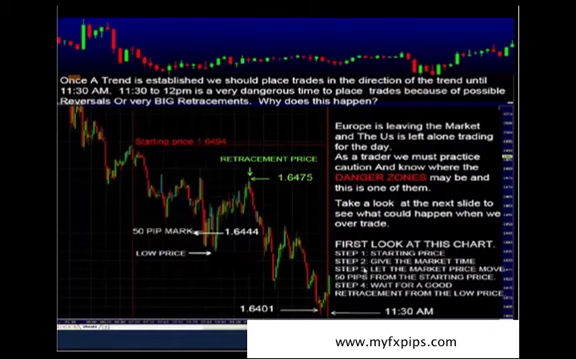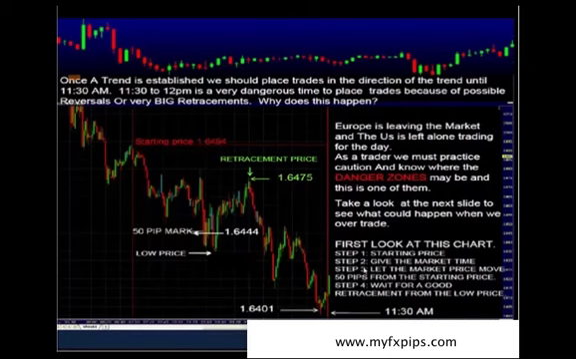This is when we can see larger retracements than normal and even possible reversal levels happen during that time when Europe is leaving the market. So when you're trading in the foreign exchange, if you're about to place a trade in the direction of the trend at 11:30 in the morning, you might want to hold off till approximately 12 noon, maybe 12:30, to make sure the trend will continue after Europe has left the market.